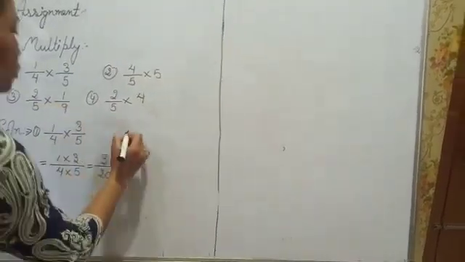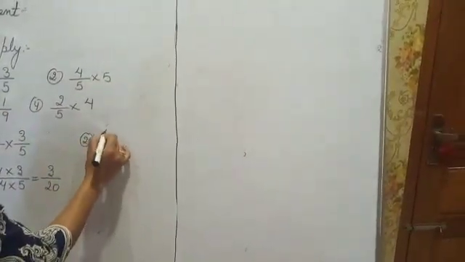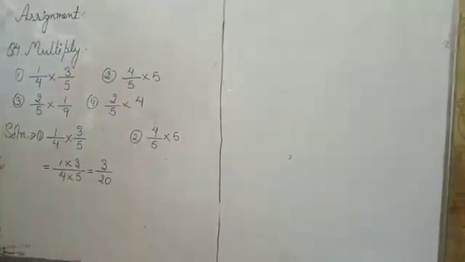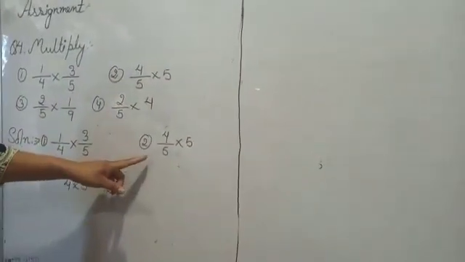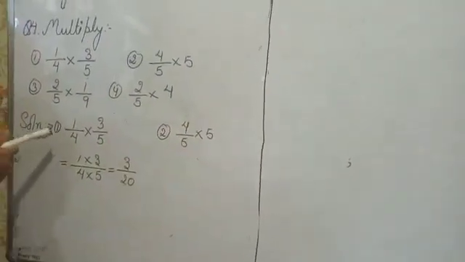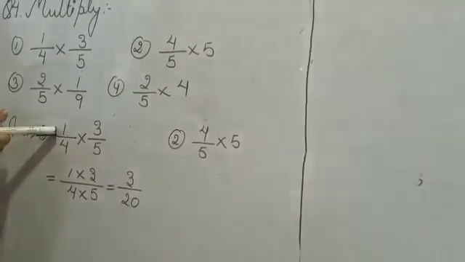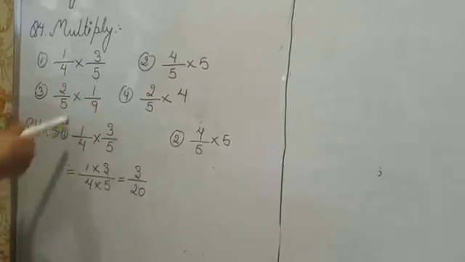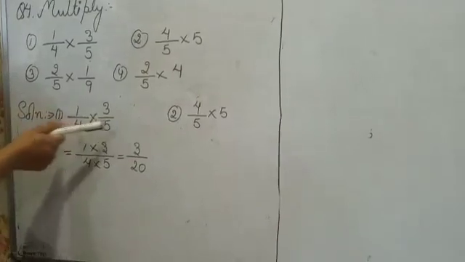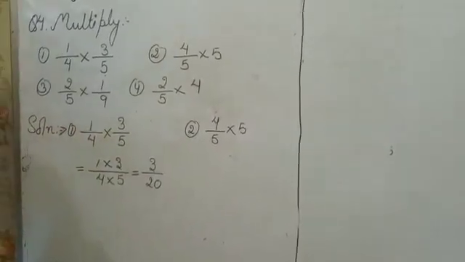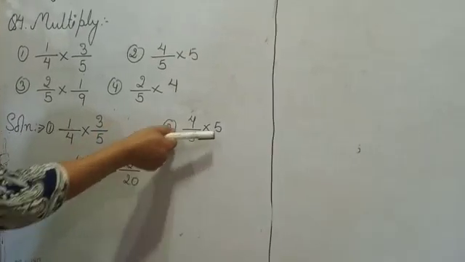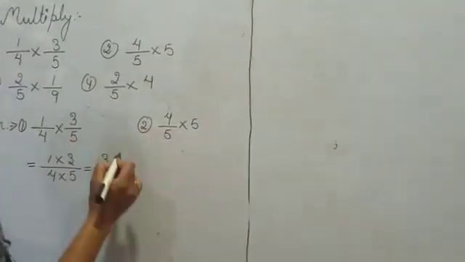Then Roman number 2, 4 by 5 into 5. Here in Roman number 2 we multiply a fractional number by a whole number. In Roman number 1, it is multiplication of a fractional number by another fractional number, so we multiply the numerator and denominator separately. But in Roman number 2, we have to multiply a given fractional number by a whole number. Let's see how we can multiply it.